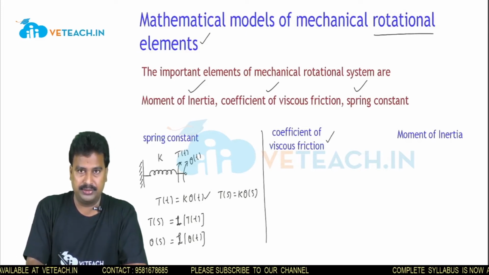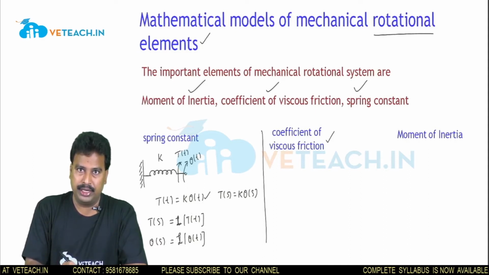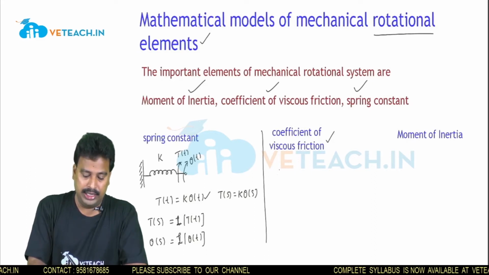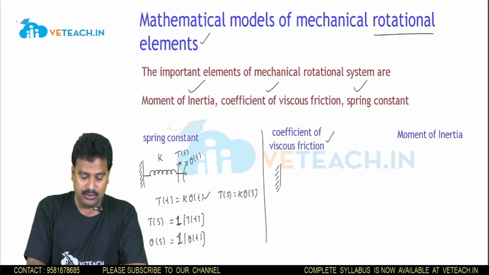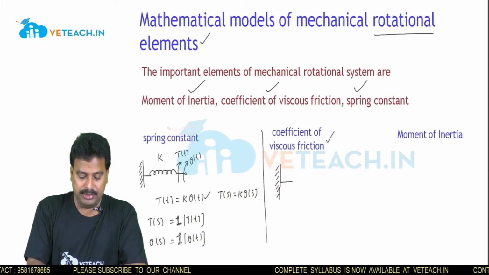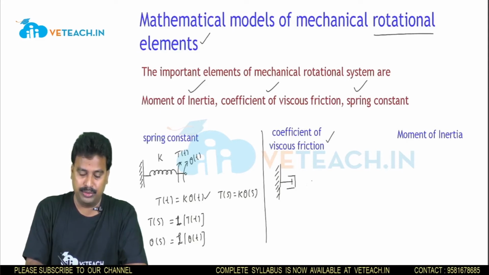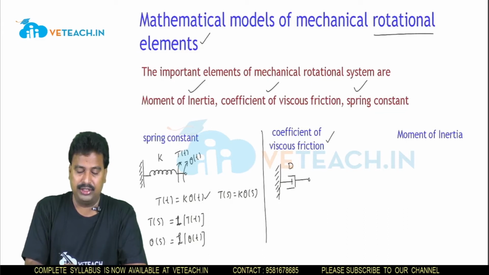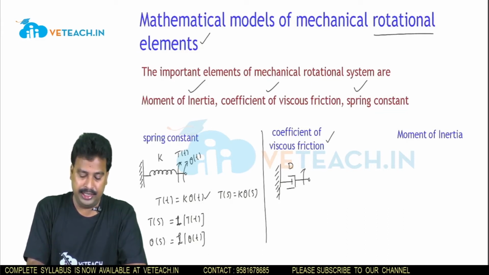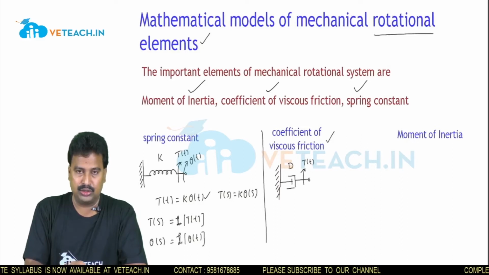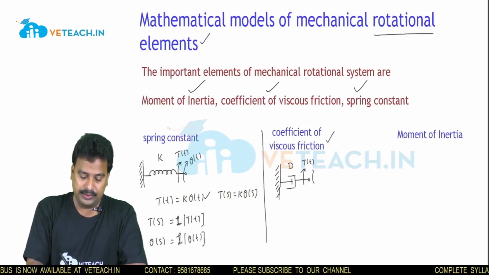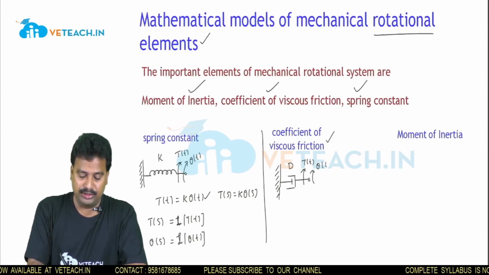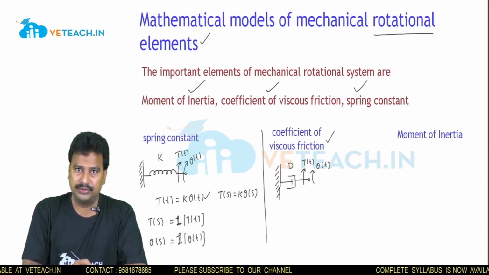Now, the second element in the rotational system is the coefficient of viscous friction. This is similar to the damper element in translatory motion and it is represented like this. I am supposing that one end of this element is connected to a rigid body support and on the other side some torque is applied. Let D be the coefficient of viscous friction, and this is the direction in which the torque is applied, so that the angular displacement will be in the direction of application of torque.